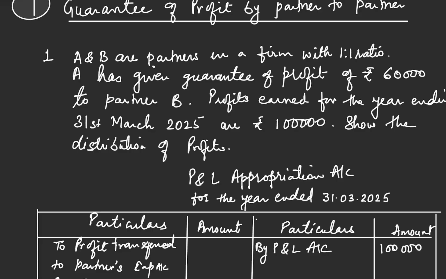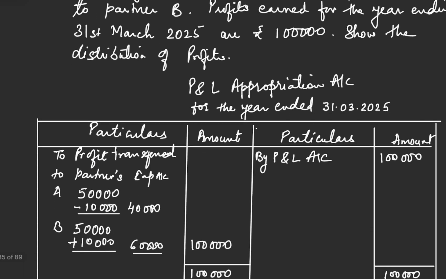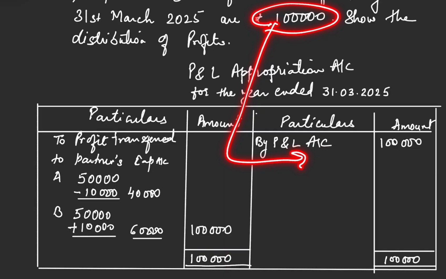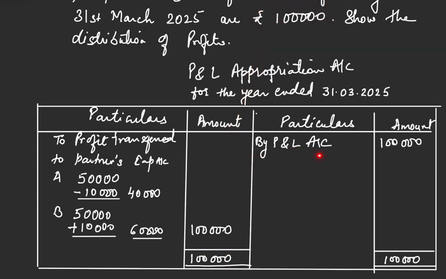So first of all we should see what is the amount of guarantee, that is 60,000. Who is to bear the guarantee? The deficiency A, right? And the profits are given, 1 lakh. Let's prepare the profit and loss appropriation account for the year ended 31st March 2025. So here transferring this profit to profit and loss appropriation account by profit and loss account rupees 1 lakh.